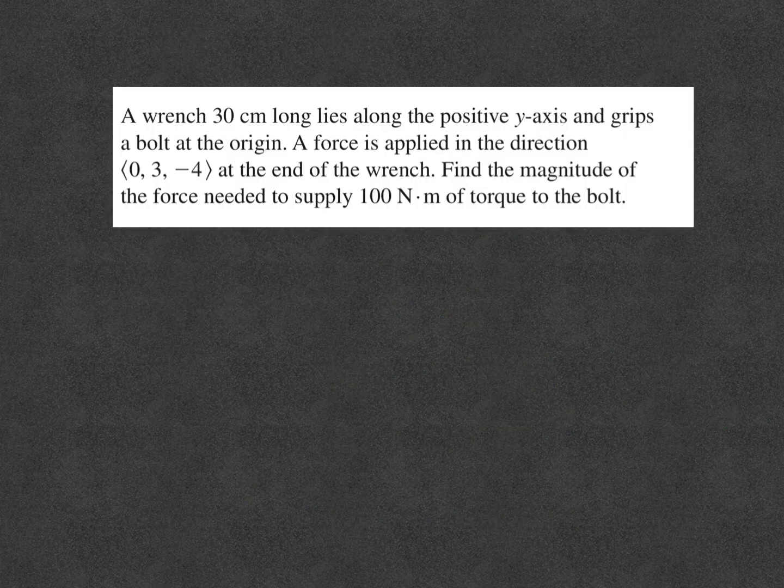A wrench 30 centimeters long lies along the positive y-axis and grips the bolt at the origin. So this is the origin right here. A force is applied at the end of the wrench, and it's 0, 3, negative 4. So it's about here. So my force is 0, 3, negative 4. Find the magnitude of the force needed to supply 100 Newton meters.